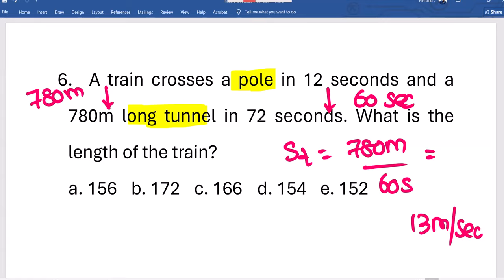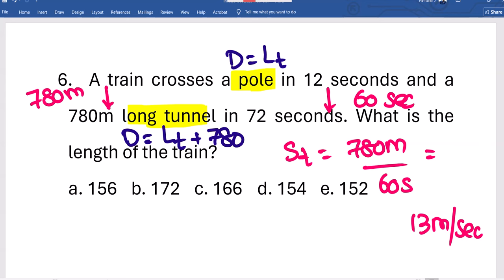I can give you a lot of equations and you solve them, that's one side. But this is very simple. When the train is crossing a pole, the distance is the length of the train. When the train is crossing a tunnel, the distance is the length of the train plus the length of the tunnel, because first we should cross the tunnel, then the train should cross. So the distance is the length of the train plus the length of the tunnel, which is 780 meters. So the difference between distances is 780, the timing is 60, that 780 meters traveled in 60 seconds. So the speed of the train is 13 meters per second.